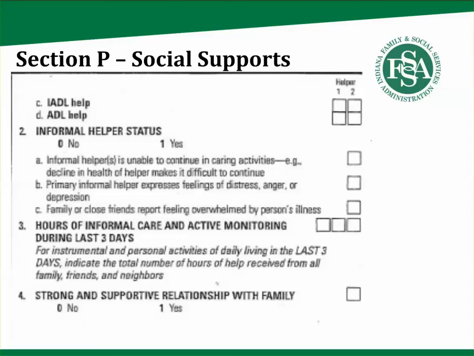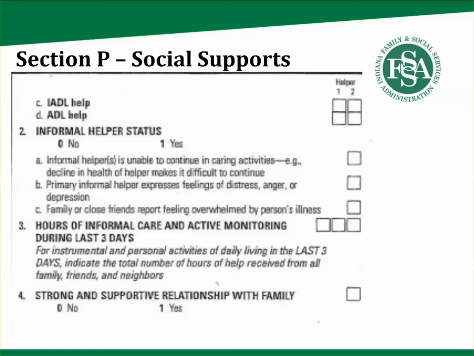A looks at informal helpers unable to continue in caring activities. B looks at primary informal helper expresses feelings of distress, anger, or depression. And C, family or close friends report feeling overwhelmed by the person's illness. So maybe they're having trouble handling it. They're feeling quite overwhelmed. So they're going to need some intervention on your part to mitigate that.